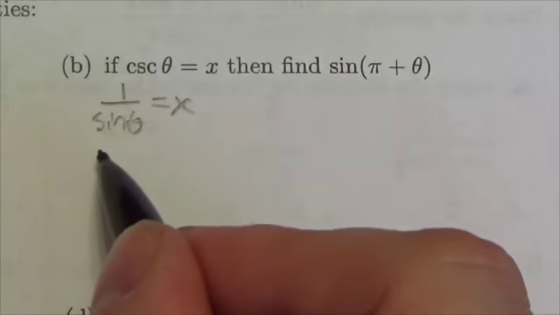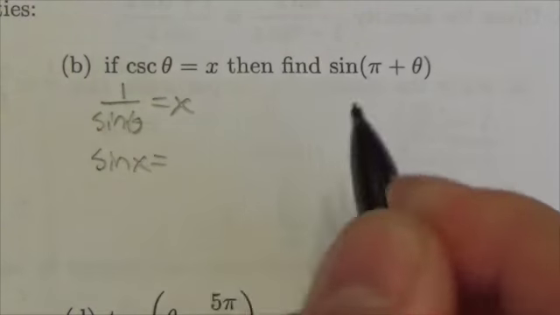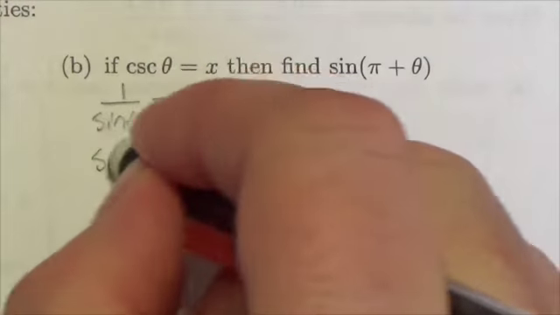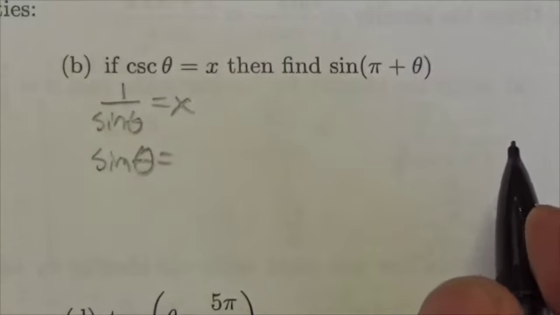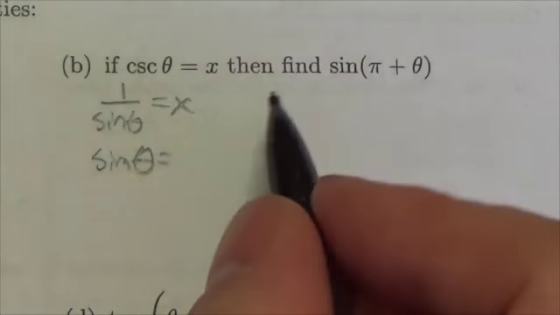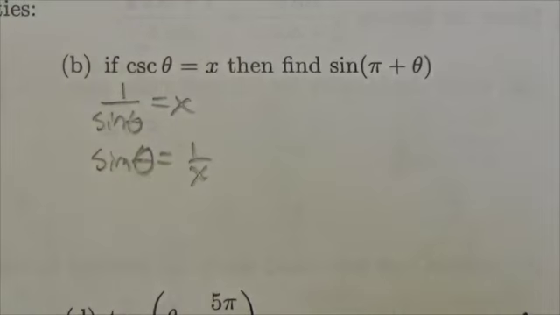Now reciprocate both sides. Sorry, not sine of x, sine of theta. That would be quite confusing. What they're trying to say without saying it is that the sine of theta here should be 1 over x.